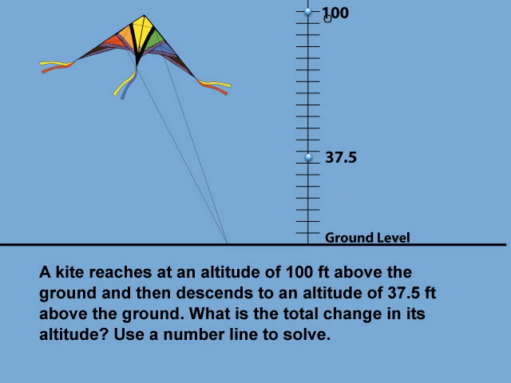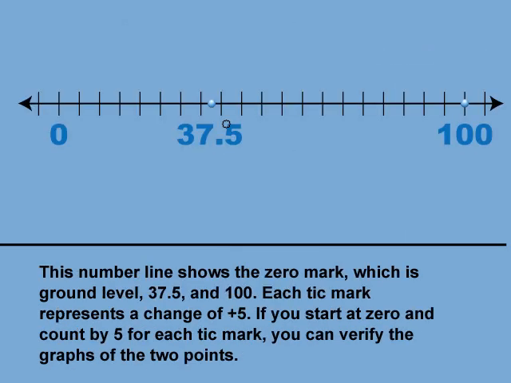The distance between the 2 points is the distance the kite has descended. The distance is also known as the absolute value. To simplify counting tick marks from 37.5 to 100, let's start at this tick mark, which represents 40. There are 1, 2, 3, 4, 5, 6, 7, 8, 9, 10, 11, 12 tick marks. And since each is 5 feet, there are a total of 60 feet.